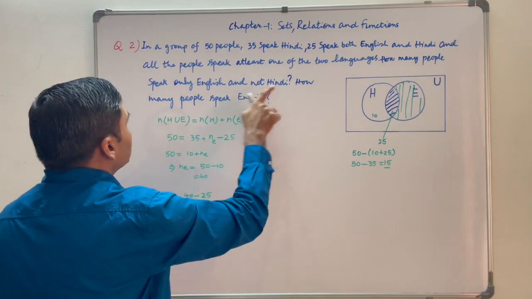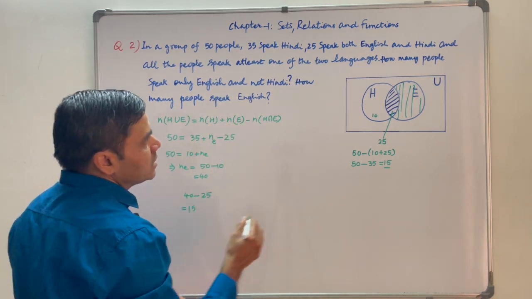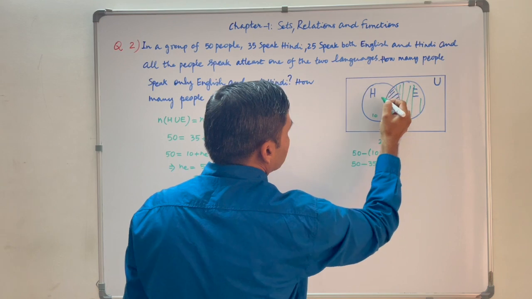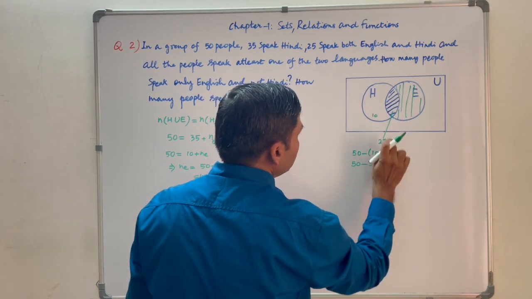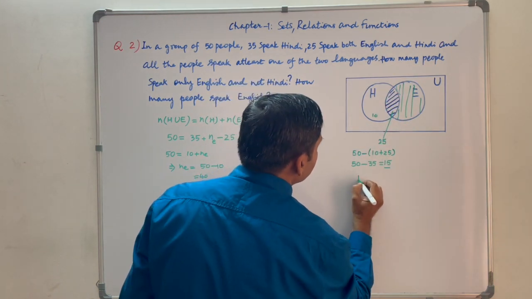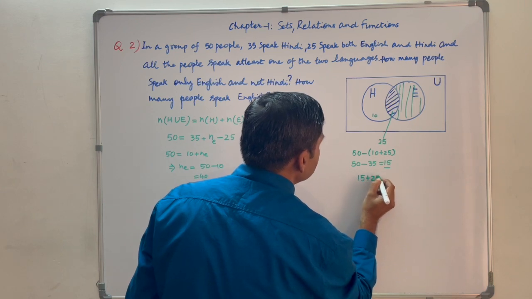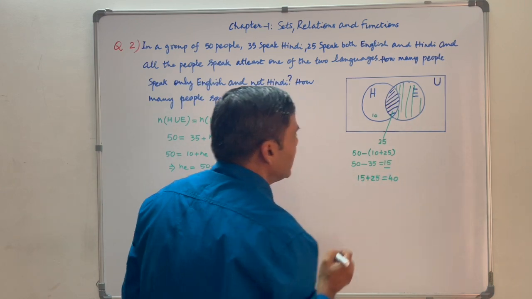Now the second part is how many people speak English. So English speaking people are here. So it is 15 plus this common, 25. 15 plus 25 means 40 people speak English.